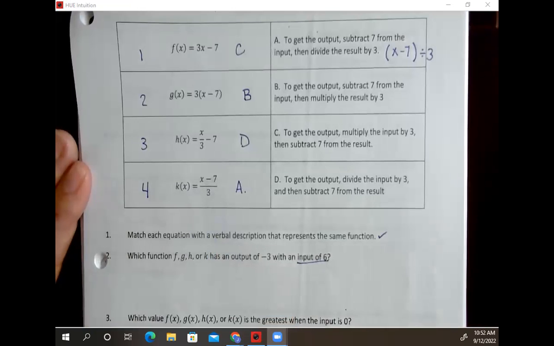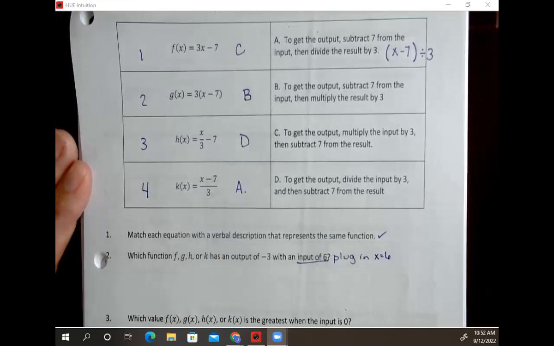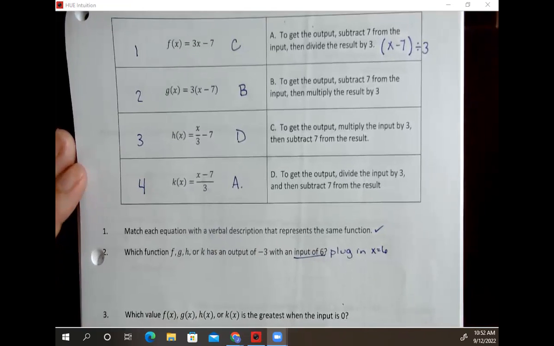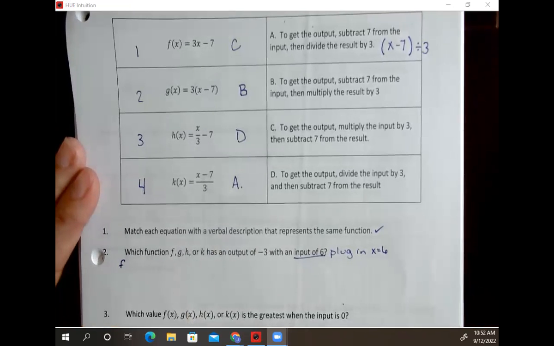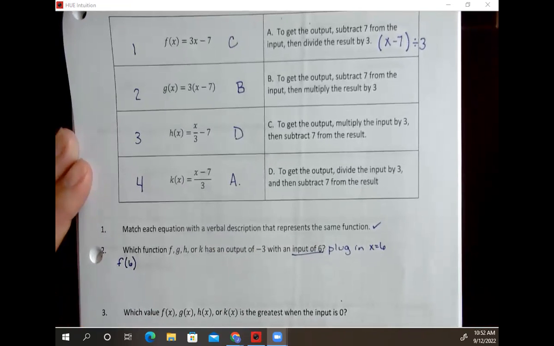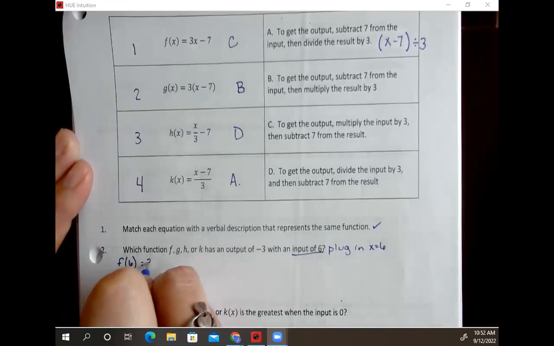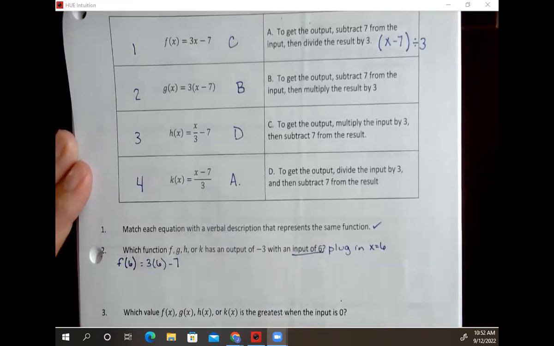So that's going to be the piece that we add in for today, okay? So what this means is that I'm going to plug in x equals 6 to each of my functions, and then look at their outputs. So for my function f, we're going to do f of 6. That means we're going to plug in 6 for x. So that would be 3 times 6 minus 7. And I'm going to use order of operations to simplify. So 3 times 6 would be 18, minus 7 would give me 11.